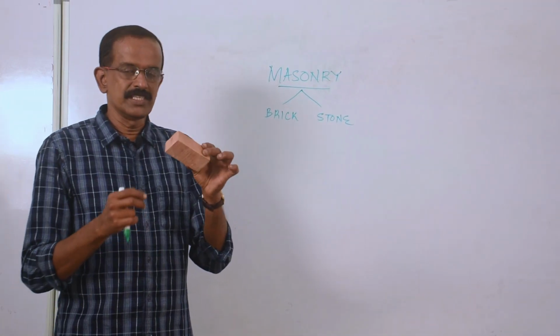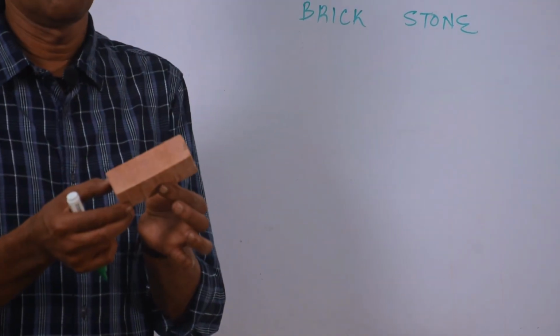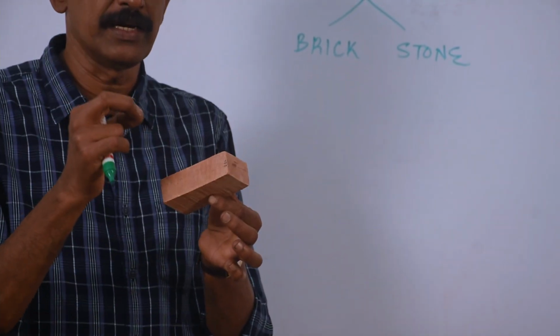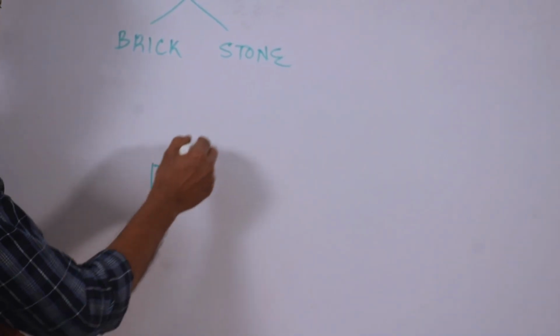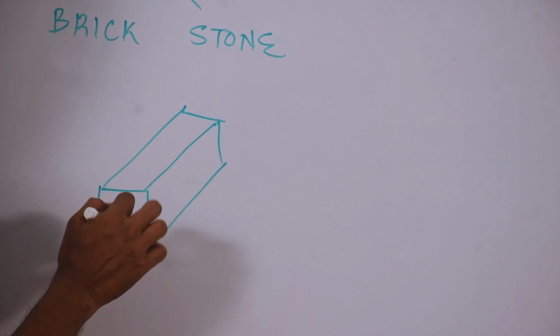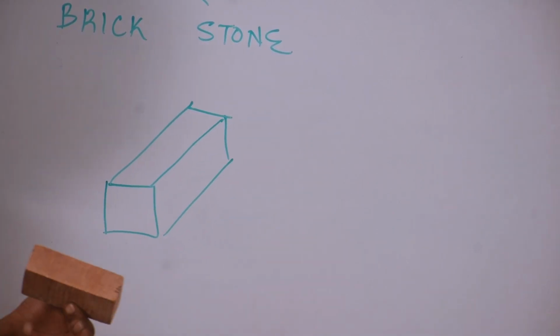Consider this as a brick. This is only a wooden model. We have already seen the standard size of a brick is 19 by 9 by 9 centimeters.